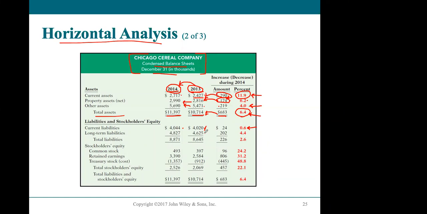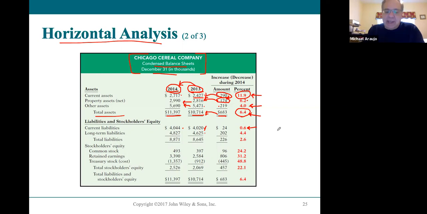I was wondering how you get the percent. Okay, so in this case here, let's go back to our current liabilities, okay? We had a $24 change on a base of 4,020. It's so hard to write on these things. I know that looks horrible.